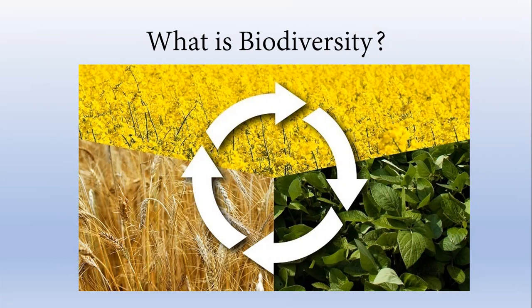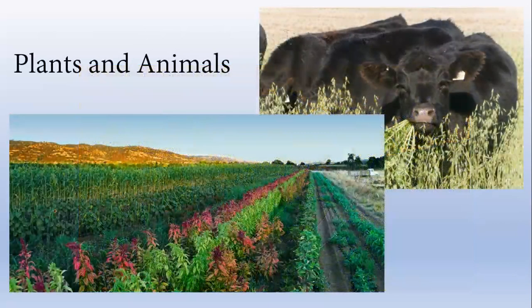So when we're also thinking about biodiversity, we have to think about crop diversity, crop rotation, intercropping, cover cropping, conservation tillage, and incorporation of organic matter. These are all important components for farm biodiversity. We want to talk about biodiversity in plants and animals.